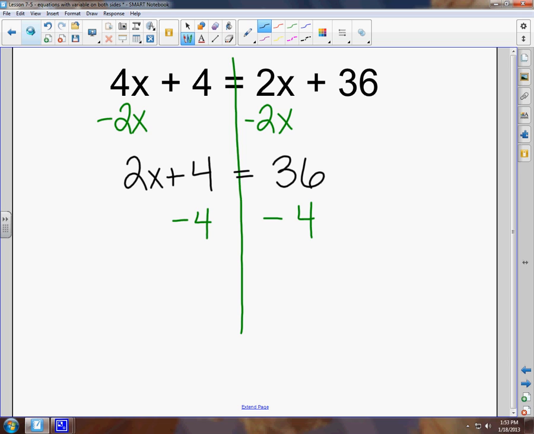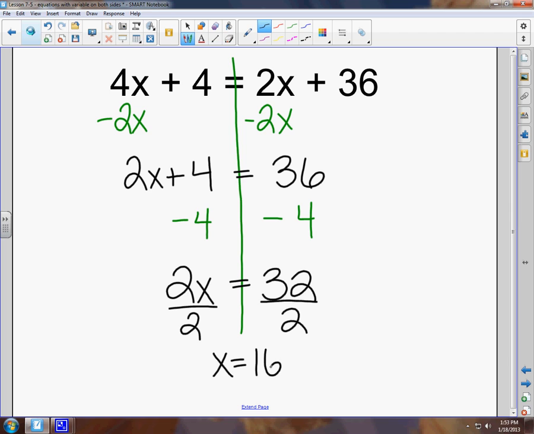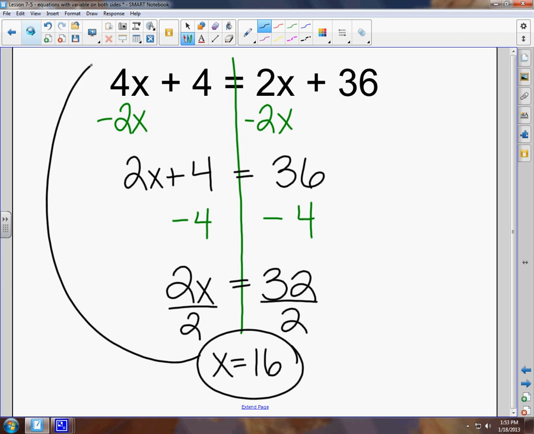So this would be 2x plus 4 equals 36. And then I am going to minus 4 because I want to get that x all by itself. So now I've done it. I've gotten 2x all by itself. And then 36 minus 4 is 32. And I divide by 2. So x equals 16. And you can check it by plugging it in to the equation on both sides, and they should both equal each other.